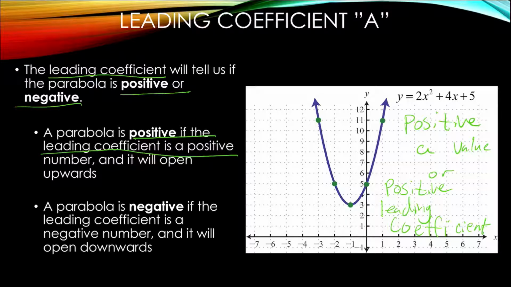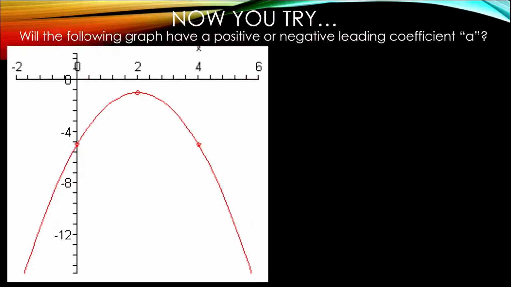Okay, if a parabola opens downward, the leading coefficient is also going to be negative, just like that. So let's look. Now you try it. Look at this problem. Will the following graph have a positive or negative leading coefficient of A?